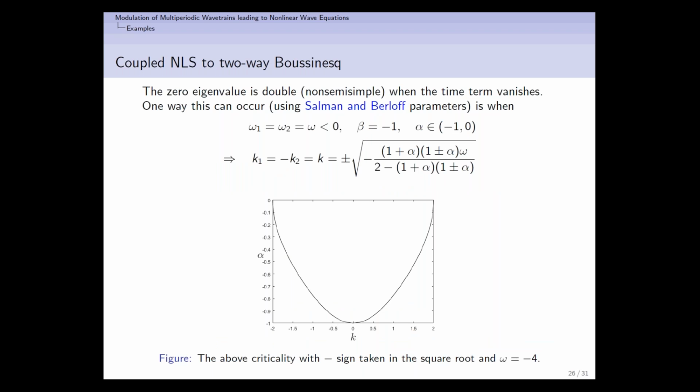So in the double zero eigenvalue case, we can find one example of criticality. There's plenty more, but this is one of the simplest. I'm going to choose that omega 1 and omega 2 are the same, but they have to be negative because of this. I'm going to choose alpha to run between -1 and 0, just because those are the values that Salmon and Berloff choose, because they also set beta to be negative unity. Similar to the stratified fluid case, to reach criticality in this case, I need K1 and K2 to be of opposite sign. Okay? And along this curve, we're getting a continuum of solutions as well.